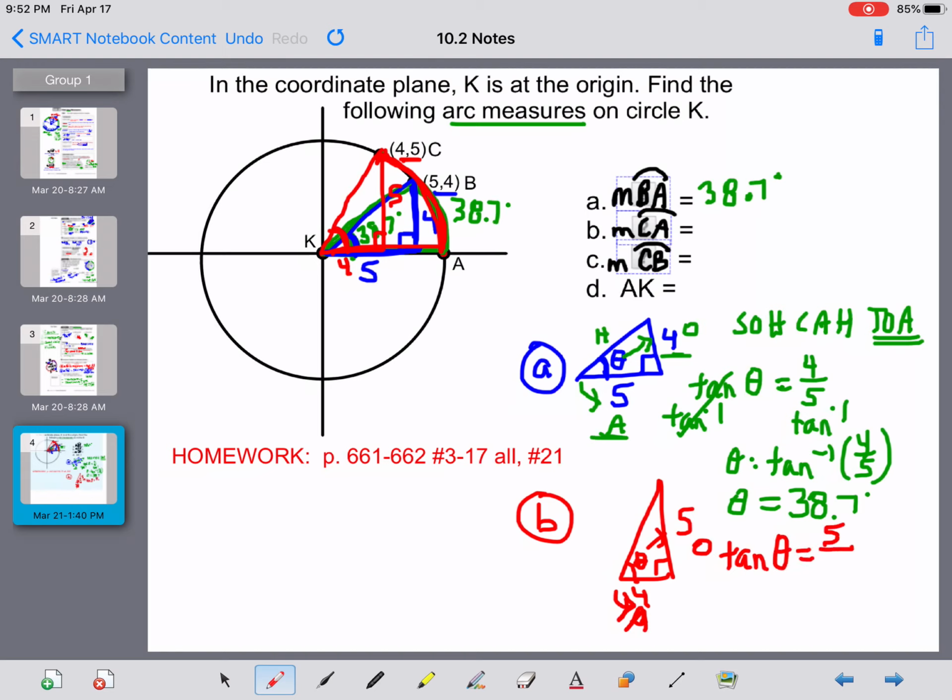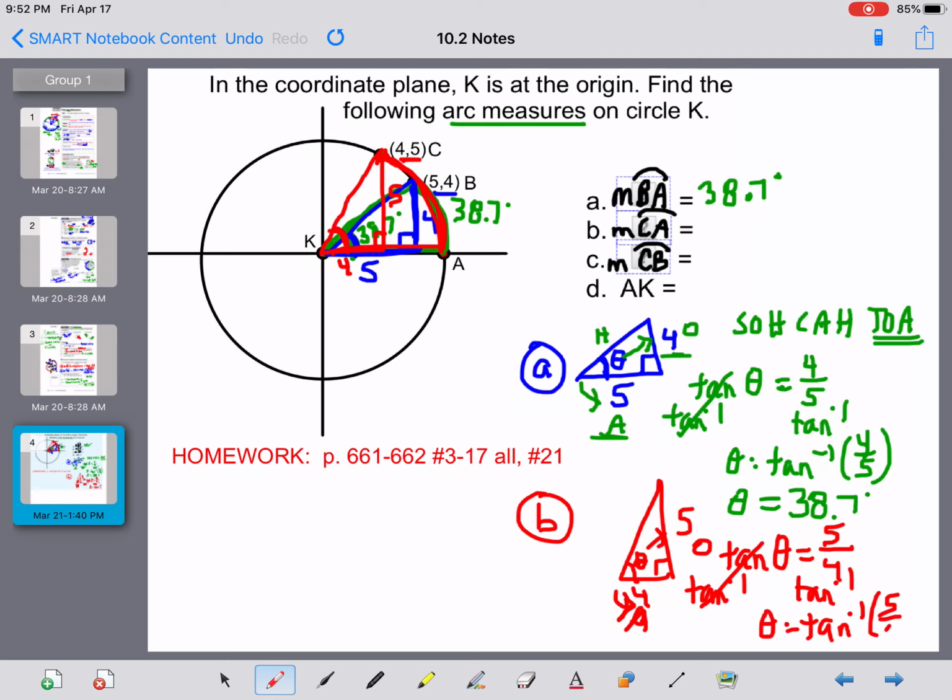Once again, to get theta all by itself, I need to move that tangent. The only thing that undoes tangent is inverse tangent. What I do to the left side, I do to the right side. These two cancel. Theta is going to be the inverse tangent of 5 over 4.